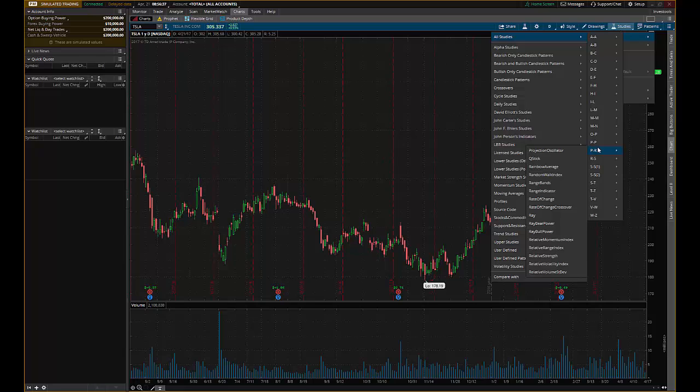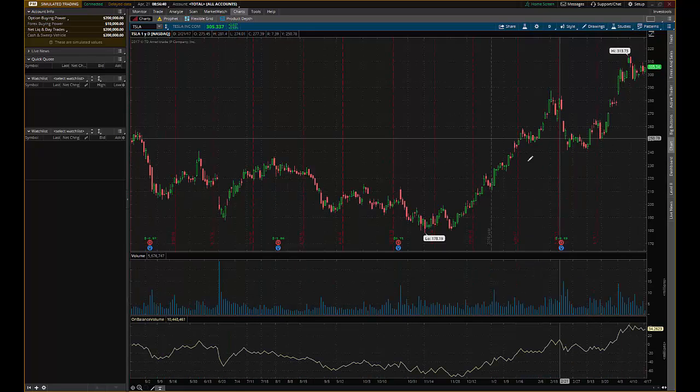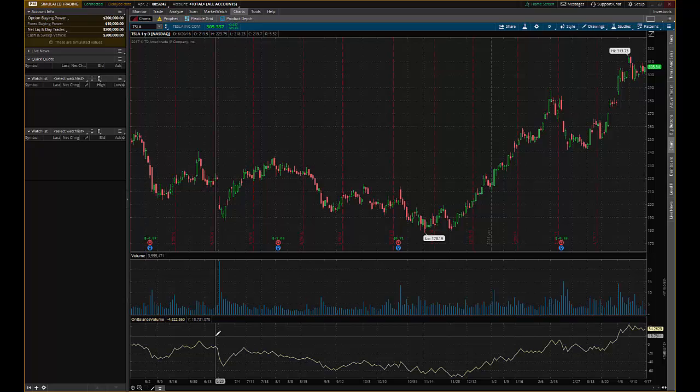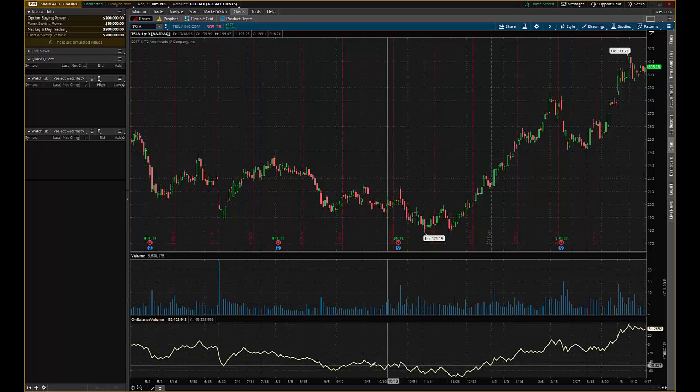And in all studies, you could go through and find out some other ones that are in here. Another one I like is on balance volume, and we just pulled that up here. On balance volume is just another thing to predict where you think the stock might go. If the market closes higher than yesterday, then the current on balance volume will be equal to the previous day's total plus today's volume. And if it's less, you subtract the volume from the previous day's on balance volume. So you can see here, people were selling the stock here. Volume was going down, now volume is going up.